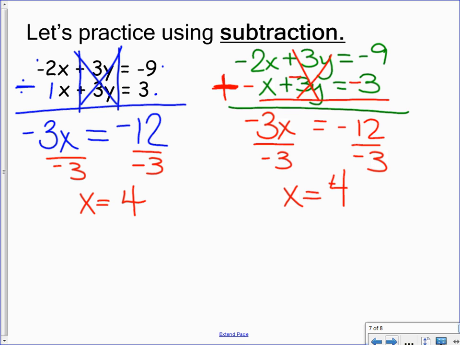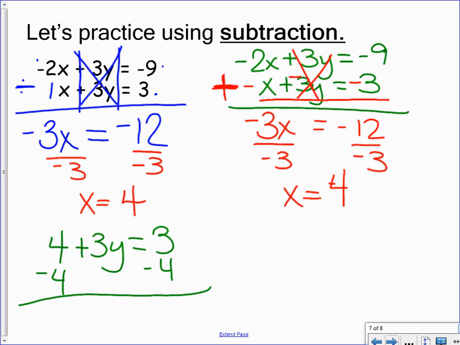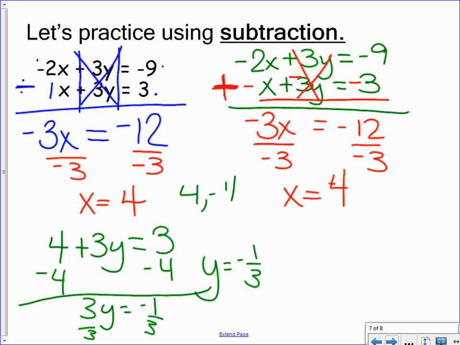If you have questions about that, you can talk to me. Now we need to find out our value for y. I'm going to substitute in the second one. So 4 plus 3y equals 3. Okay, subtract 4, subtract 4. 3y equals negative 1. Divide by 3, divide by 3. Uh-oh, this is not going to work. I want you to keep this as a fraction. So y equals negative 1/3. Okay, so my ordered pair is 4 comma negative 1/3.